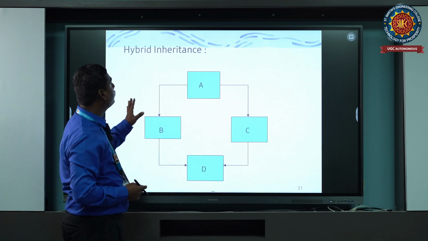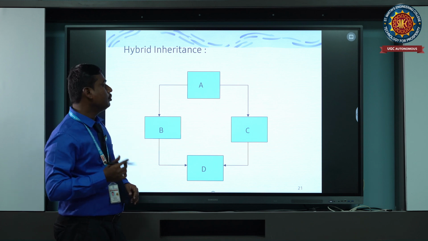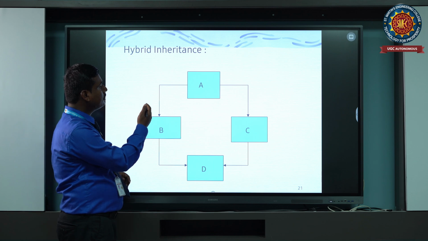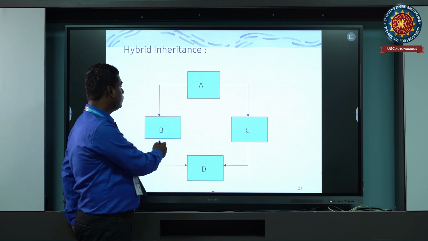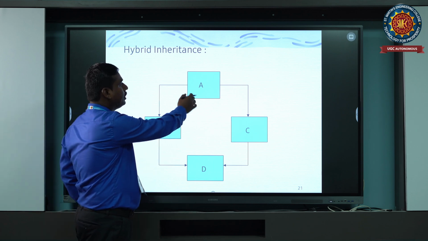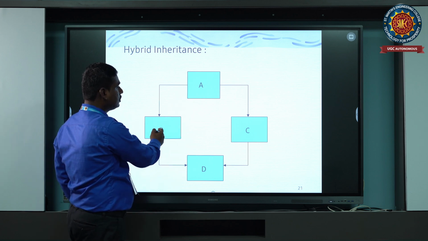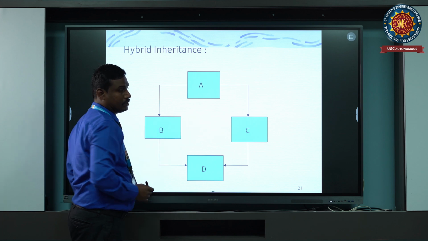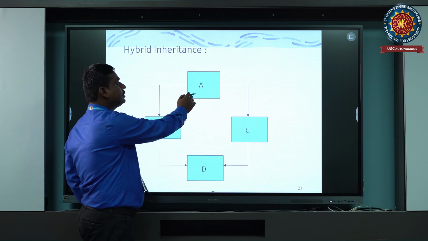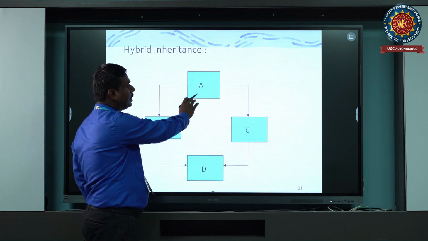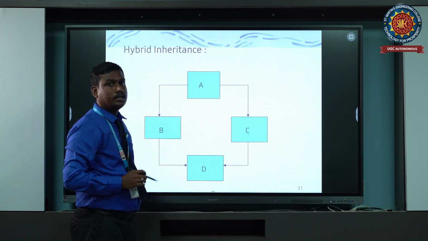Next one is hybrid inheritance. What is hybrid inheritance? We know what hybrid means, a mix of everything. In this inheritance we can see this is the base class, and these two are the derived classes. What is A class? This is the parent class. This parent A class has its own data and functions.